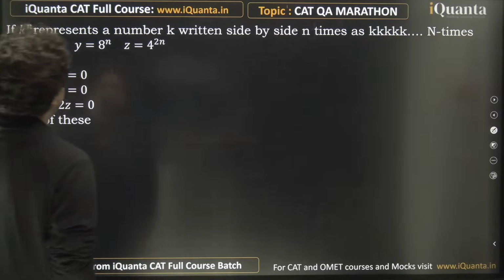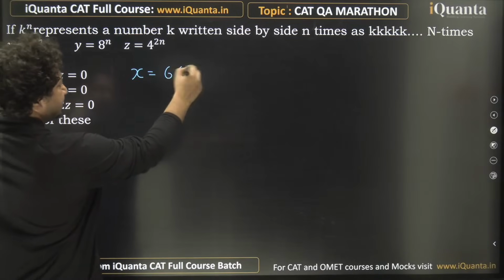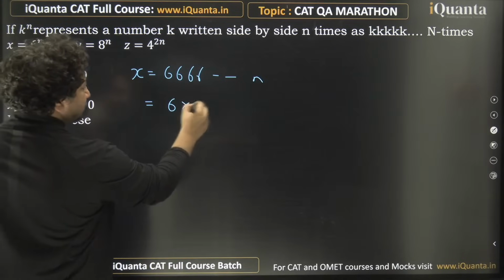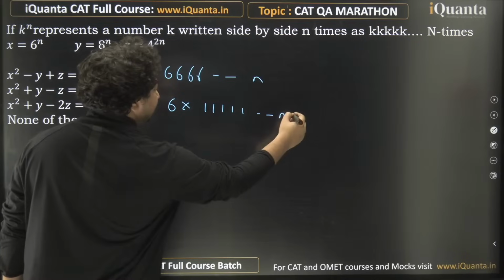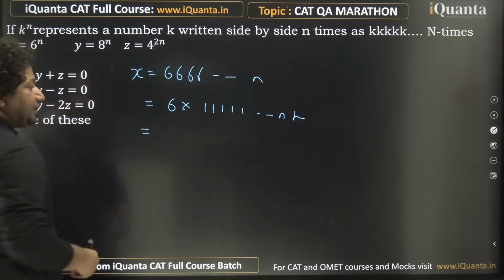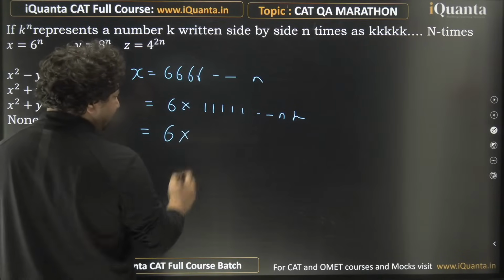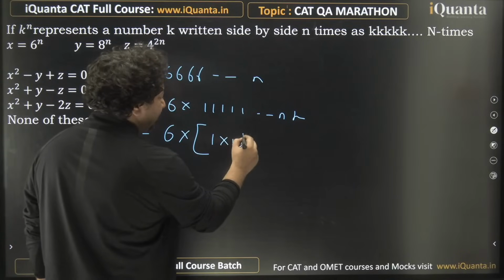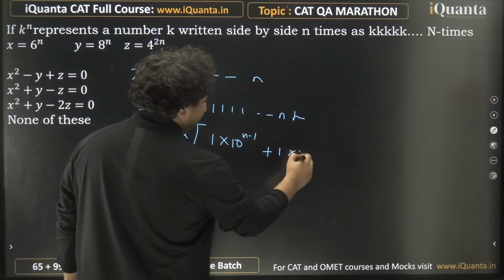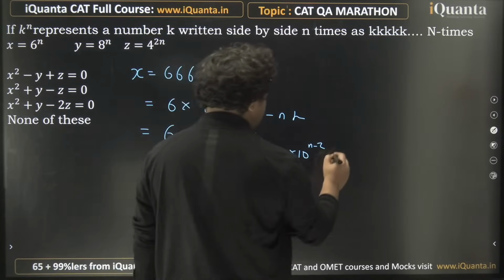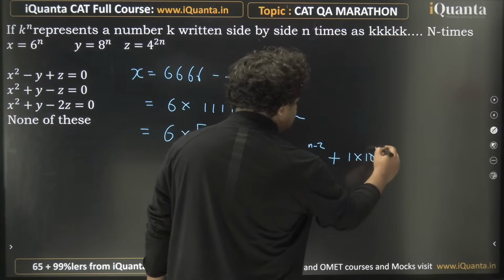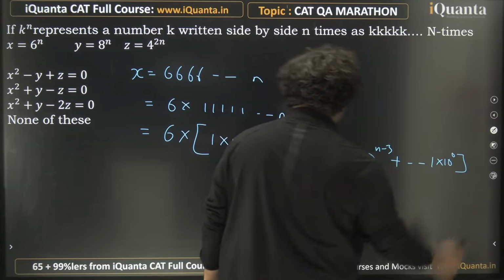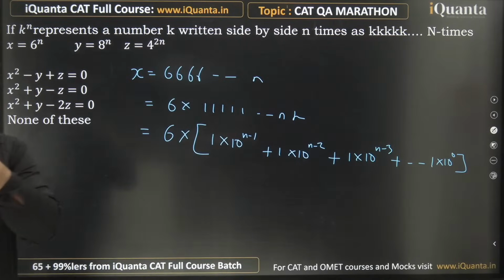Okay, so x is 6 6 6 6. How many times? n times. Can I say x is 6 into 1 1 1 1 1 n times? I can say that. I can also say 6 multiplied by 1. Now look at this carefully. Into 10 to the power n minus 1 plus 1 into 10 to the power n minus 2 plus 1 into 10 to the power n minus 3 and so on till 1 into 10 to the power 0. Can I say that? That's in expanded form.